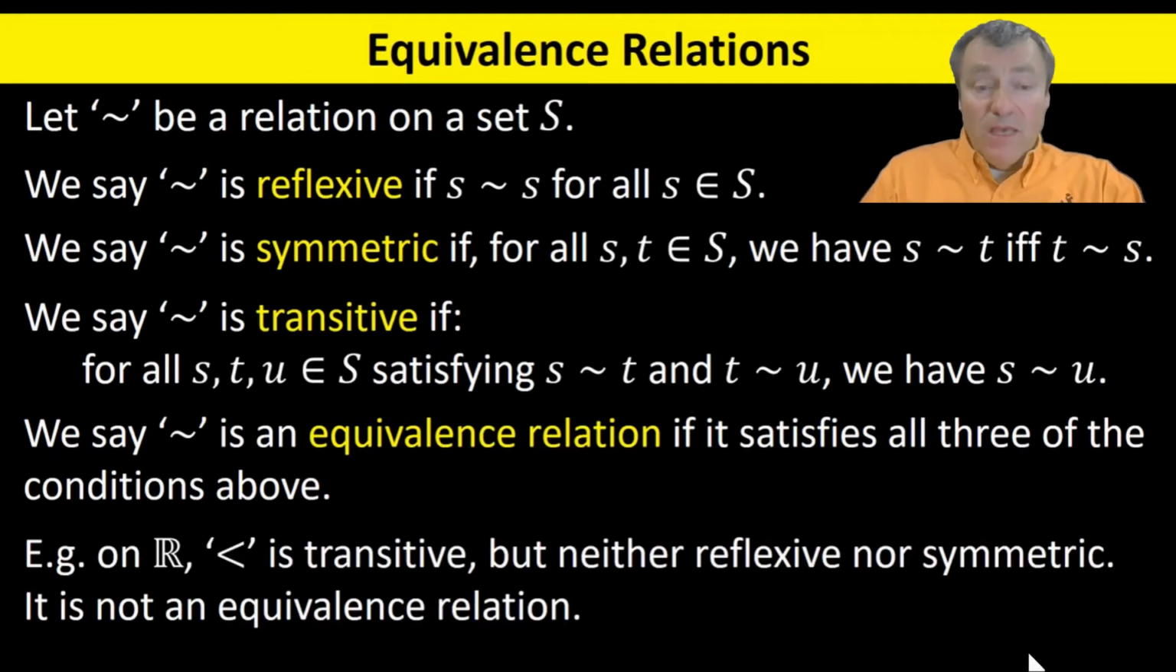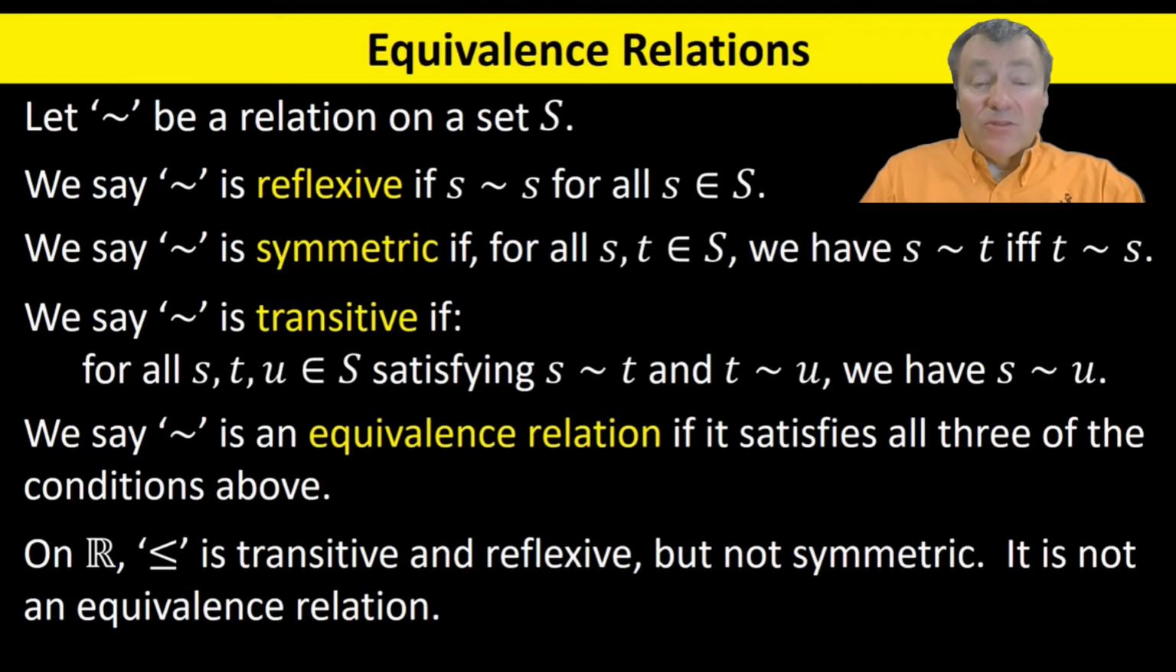For example, on the set of real numbers, the less than relation is transitive. If s is less than t and t is less than u, then s is less than u. But the less than relation is not reflexive. Elements are not less than themselves, and it's not symmetric. So if s is less than t, you don't have t less than s. So I guess it has one of the three properties. So the less than relation is not an equivalence relation.